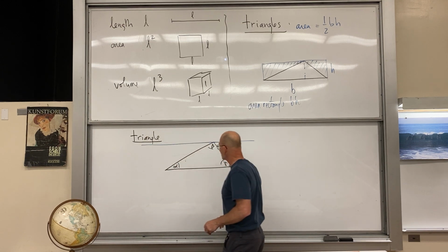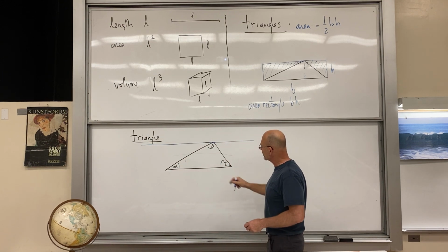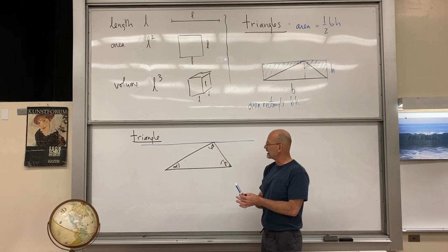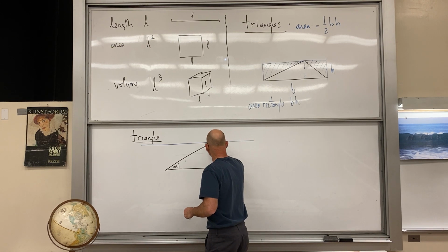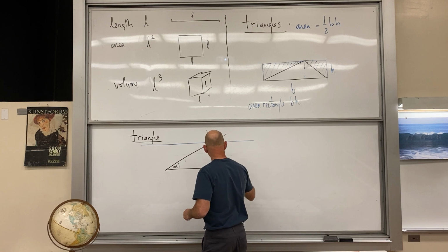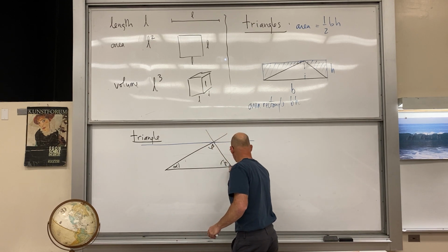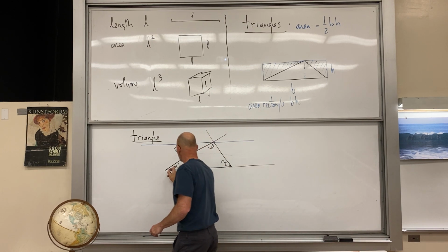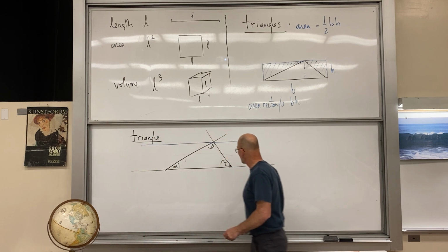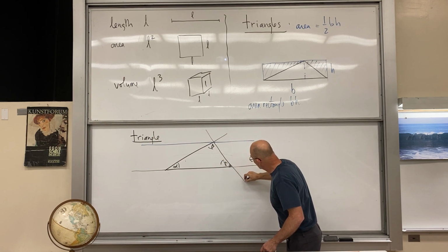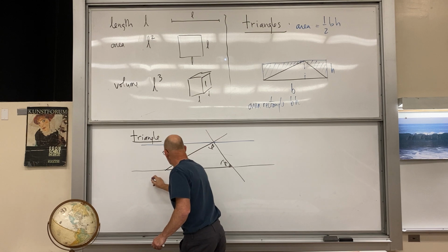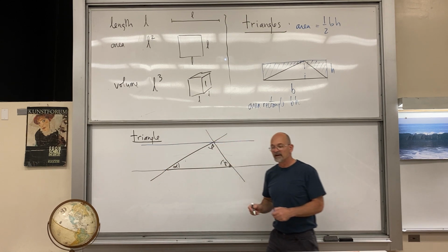Okay, that's parallel. And now we're going to extend all of these black lines of the triangle. So we'll extend this, and I'm going to extend this one here as well. So we've got these two parallel lines, the blue line and the black line, and we're extending all of these.